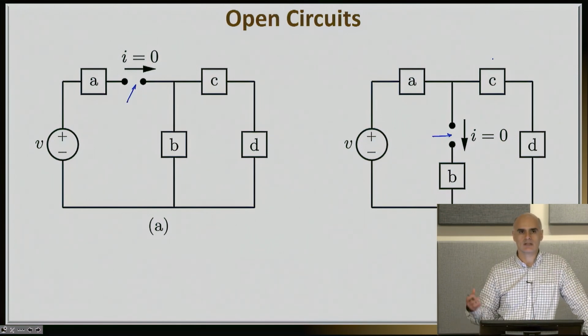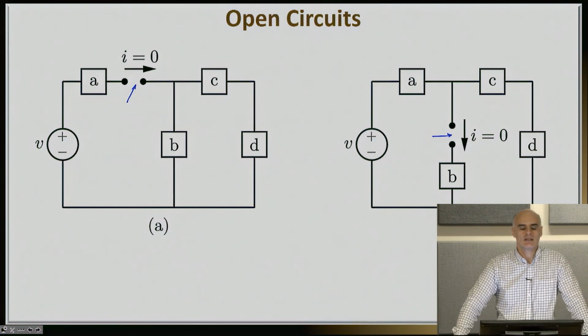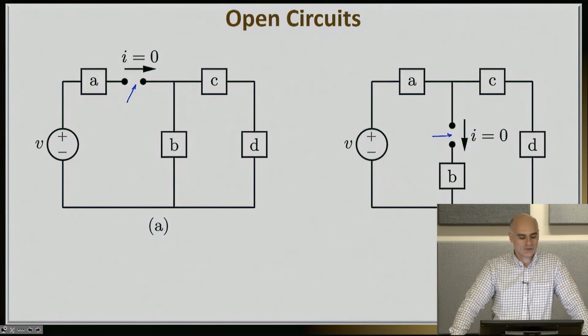So it's just an open. There is just nothing there. And once again, DC current cannot flow through an open. Now, are open circuits good or bad? They're neither. Sometimes they occur intentionally.